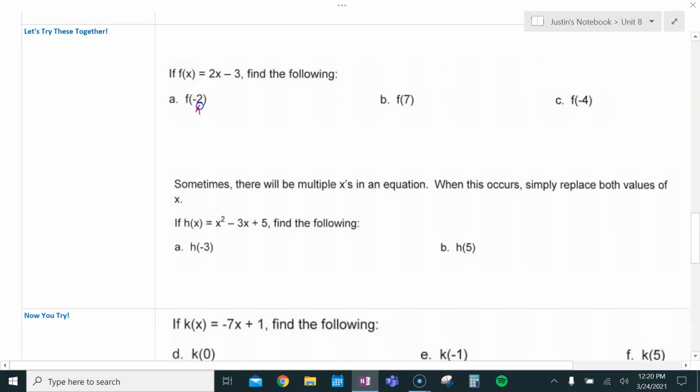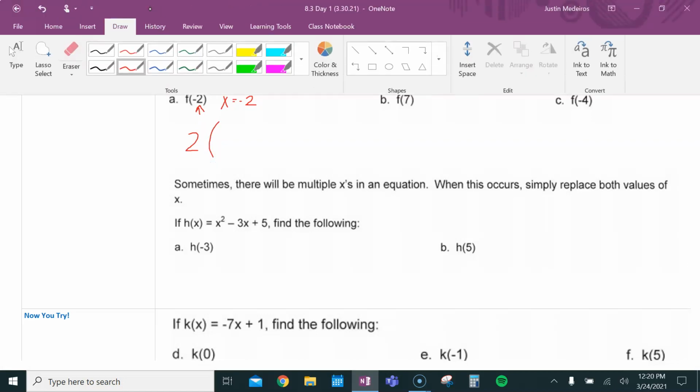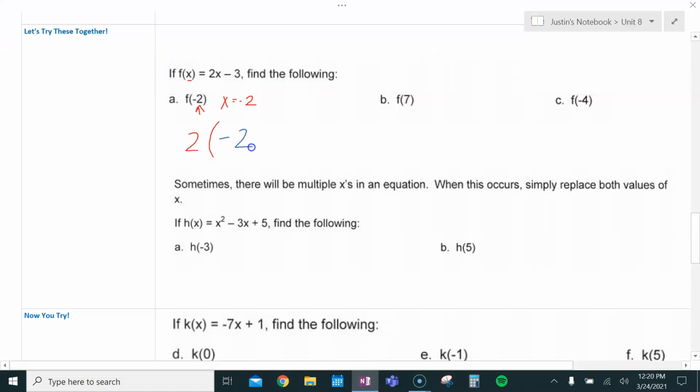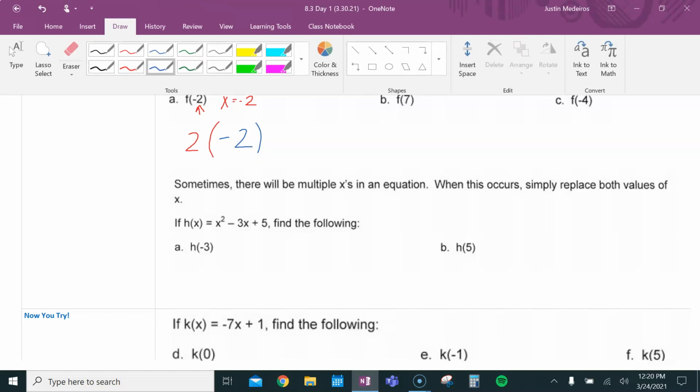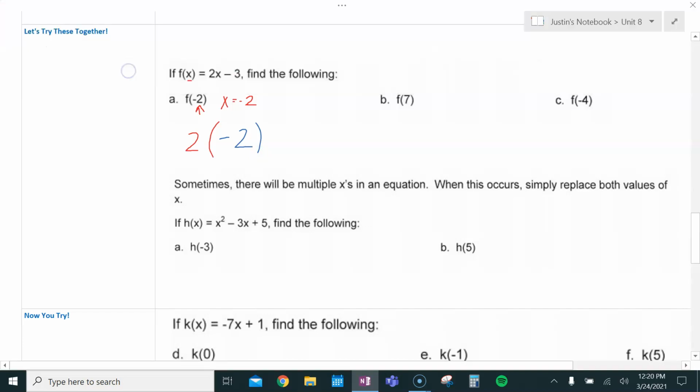Right, so what is in parentheses? The parentheses is negative 2. That's my x. So when x is negative 2, what we do is we plug that into our formula, our function here. So like our input-output table, we take the negative 2 for x, and we substitute it for the x in our function.